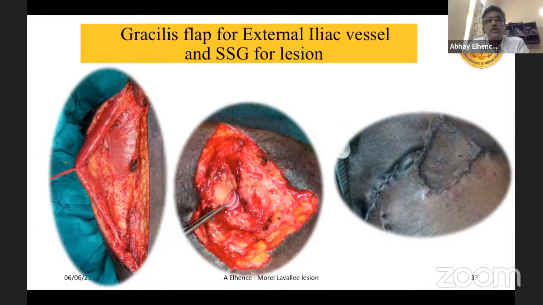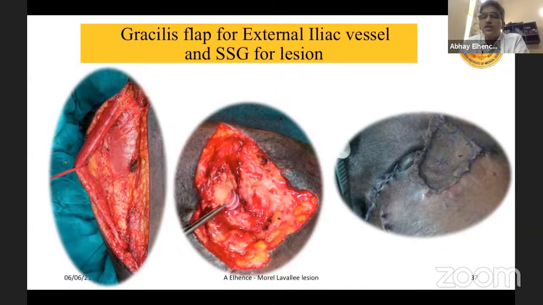So the plastic surgeons did a gracilis flap to cover the external iliac vessel and skin grafting for the lesion. So the important thing here was that the debridement has to be aggressive, it has to be extensive, and as in this case, the external iliac vessel was exposed, which cannot be covered by a flimsy tissue. So it required a muscle flap, like a gracilis based flap in this case.